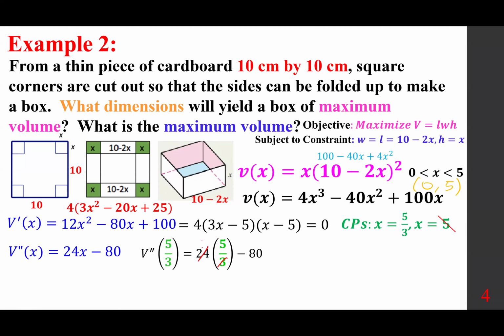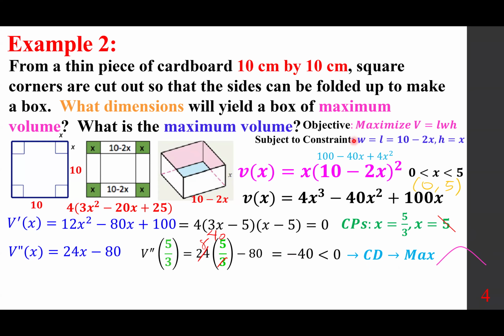This cancels out this one. 8 times 5 is 40, minus 80 is minus 40. We are interested in the sign. The fact that it's negative makes it concave down and therefore a maximum, because concave down looks like that. So the maximum occurs when x is 5/3.